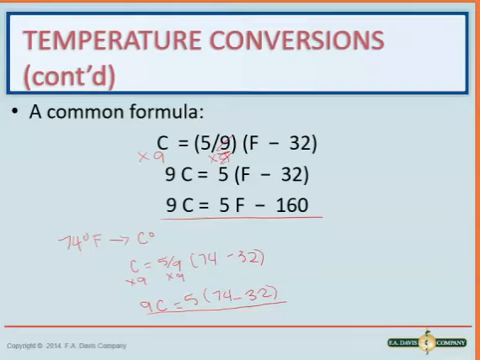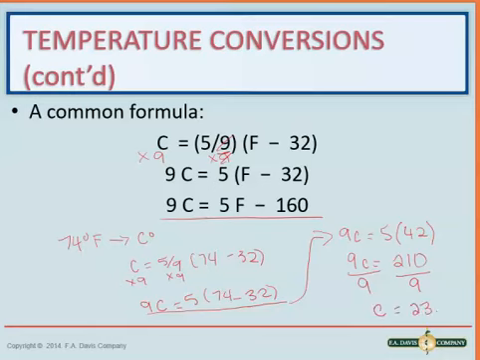So now you can solve what's in the parentheses. So I'm going to come up here so we'll have a little bit more room. So our 9C equals 5 times 74 minus 32, which is 42. So you have 9C equals 210. And then you can divide by 9 to get your C by itself. So C is going to equal 23.3 degrees. So when you convert 74 degrees Fahrenheit to Celsius, you end up with 23.3 degrees Celsius. So here is your answer.